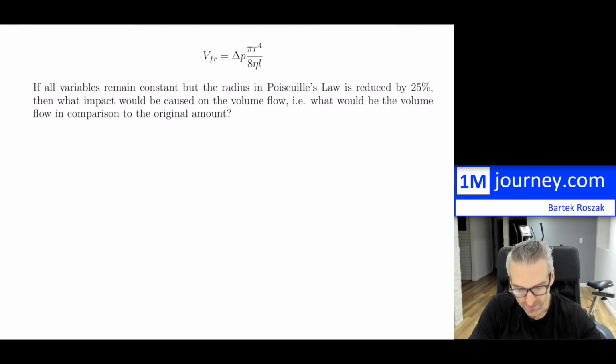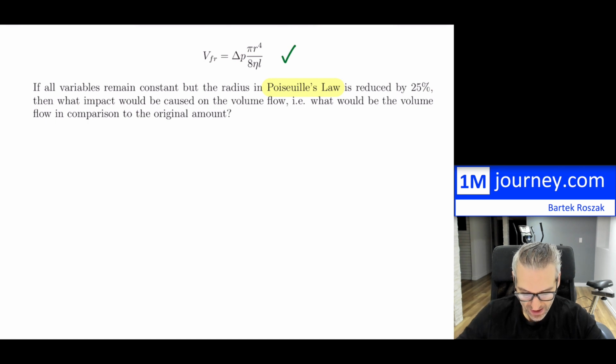All right, so we have this, which is Poiseuille's law. This is a pretty neat equation and a very powerful equation. It says that if all variables remain constant, but the radius is reduced by 25%, so it's 75% of what it used to be, then what impact would be caused on the volume flow? So what would be the volume flow in comparison to the original amount?